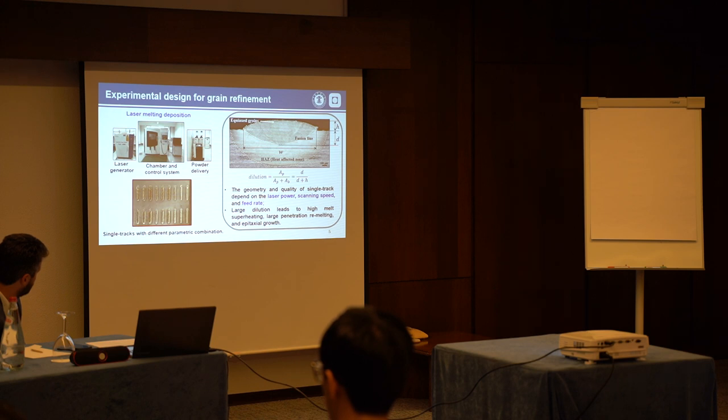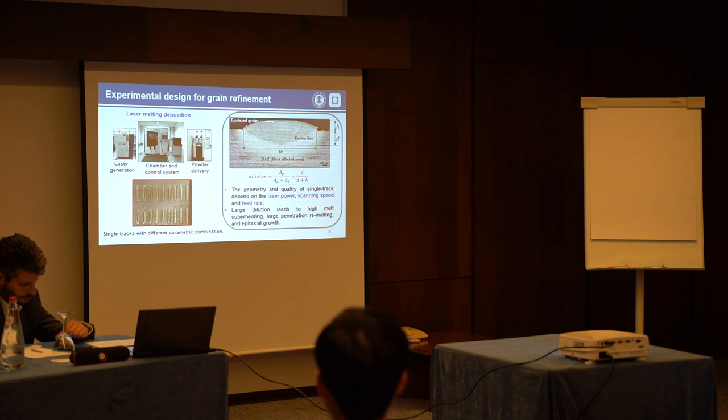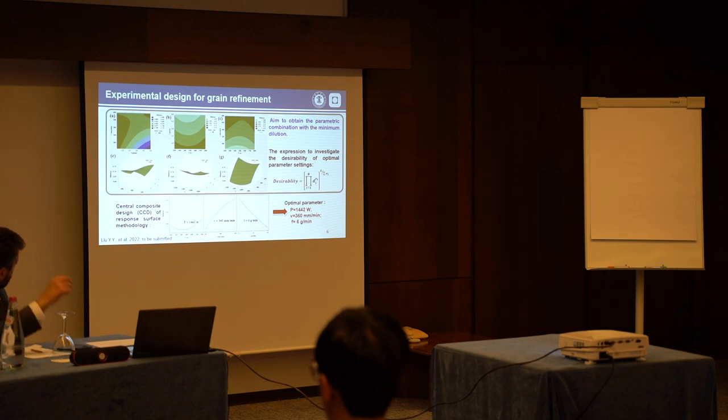At first, we want to look for the best printing parameters by collecting single tracks with different parametric combinations. The geometry and quality of the single track closely depend on the printing parameters, especially laser power, scanning speed and feed rate. The dilution is defined as the ratio of the depth against the sum of the depth and height. Large dilution leads to high superheating and large penetrating remelting and epitaxial growth. Therefore, we aim to obtain the parametric combinations with the minimum dilutions.